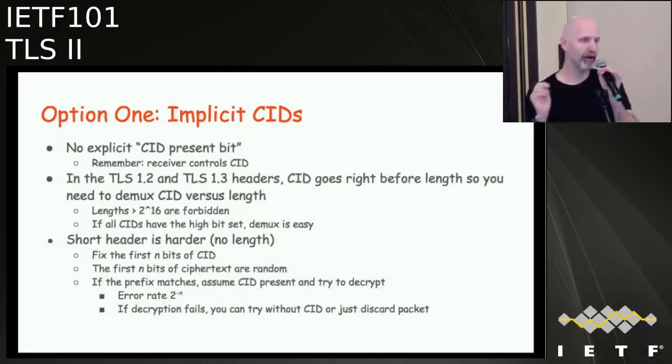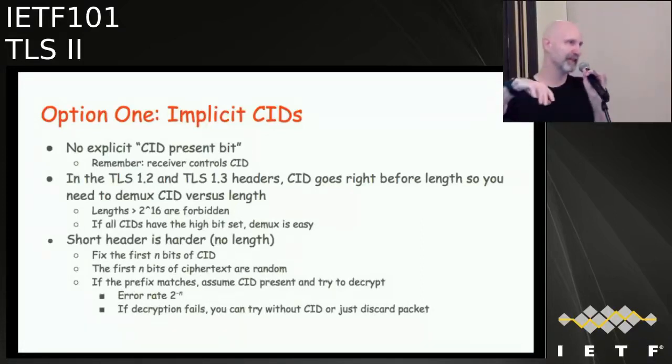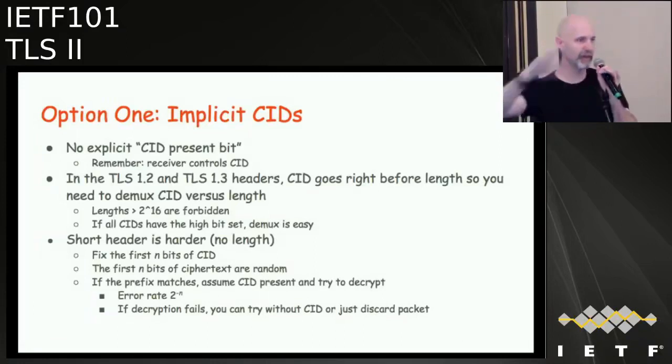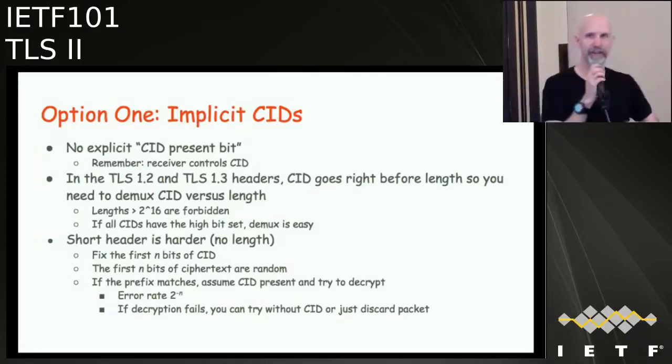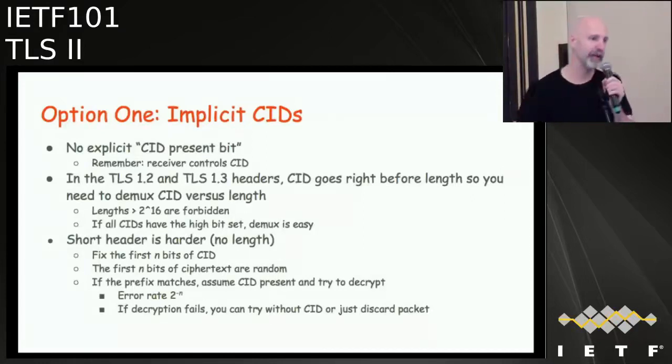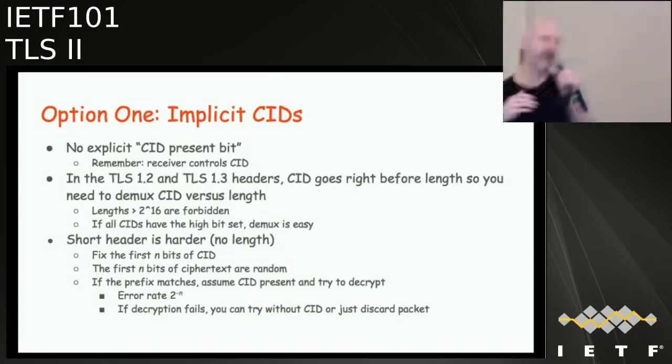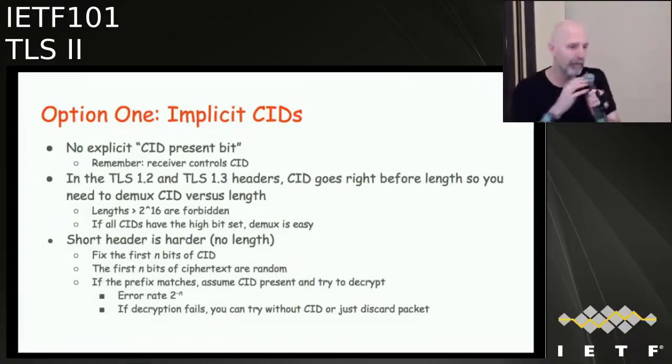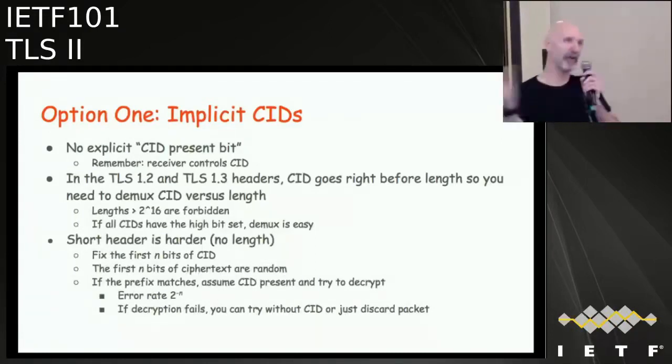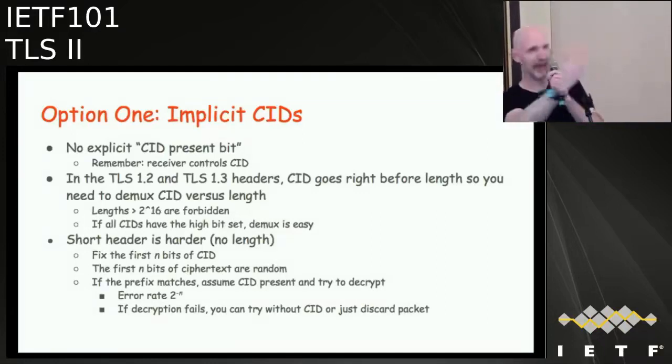The short header is harder because there's no length field to demux, and so the thing you're demuxing against is just random trash. But that gives you an opportunity too, which is basically you fix the first n bits of the connection ID to something, and the server knows what that something is. The first n bits of the ciphertext are random. Then the chance of collision is 2 to the minus n. And so you can pick any error rate you please by paying the cost of n bits.